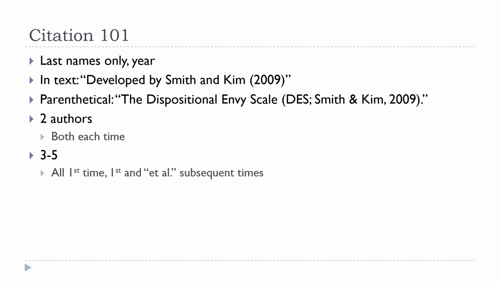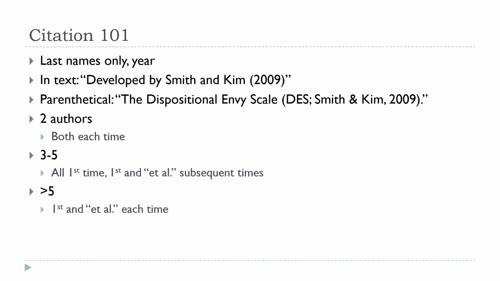If there's 3 to 5 authors, you cite all of the author's last names the first time around. So for example, Smith, Kim, and Parrott. And then the second time around and every subsequent time, you would cite the first author's last name followed by et al. And yes, that period is important. This is Latin. It means and others. So I would use Smith et al., comma, 2009, if I was going to be citing Smith, Kim, and Parrott in subsequent citations.